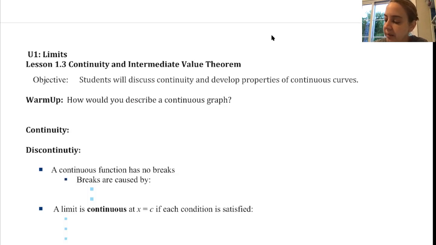So continuity, and I'm not exactly sure how you want to write that, you can put that in your own words, is a curve or a function.